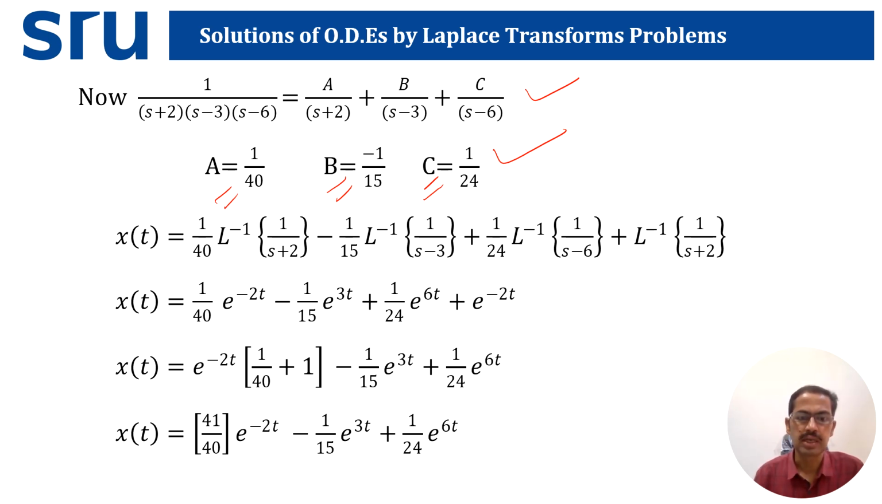Now the inverse Laplace transform of 1 by s plus 2 is e to the power of minus 2t, 1 by s minus 3 is e to the power of 3t, and 1 by s minus 6 is e to the power of 6t. Here 1 by s plus 2 is e to the power of minus 2t, and here also e to the power of minus 2t, so take it out. So 1 by 40 plus 1 is 41 by 40 e to the power of minus 2t, minus 1 by 15 e to the power of 3t, plus 1 by 24 e to the power of 6t.